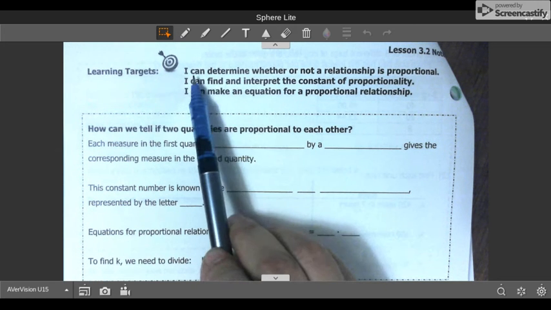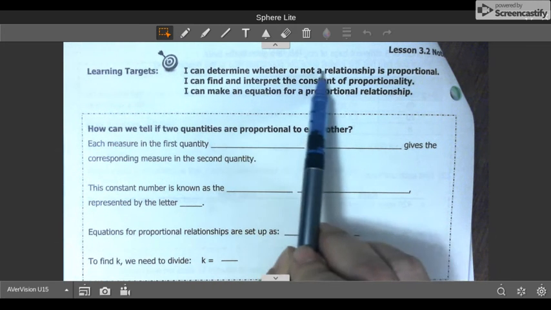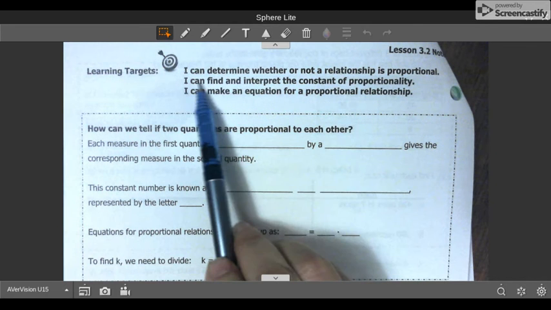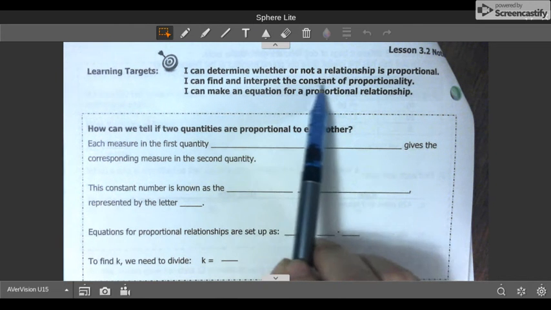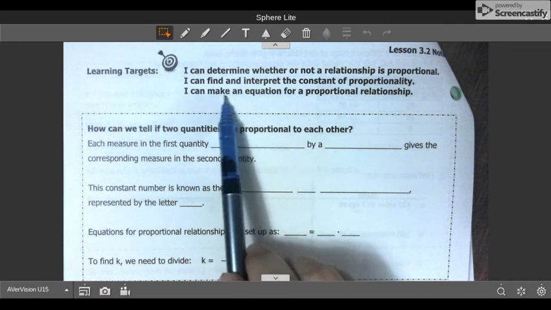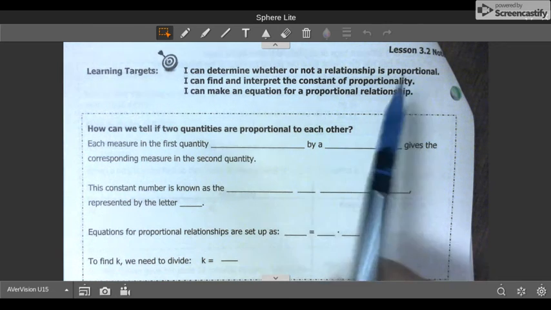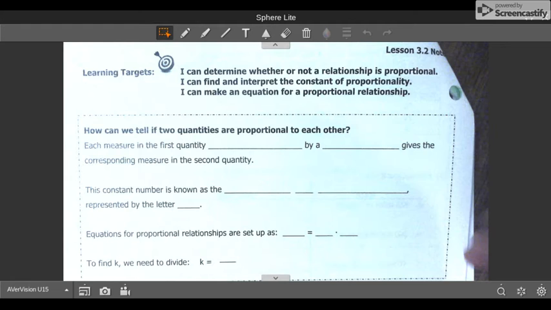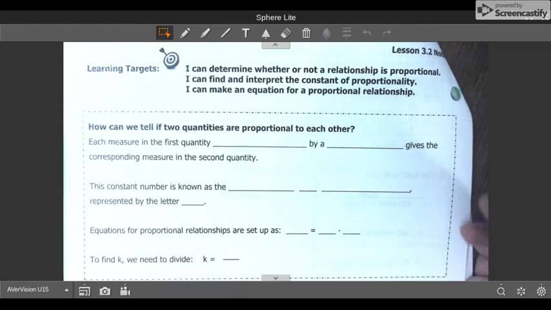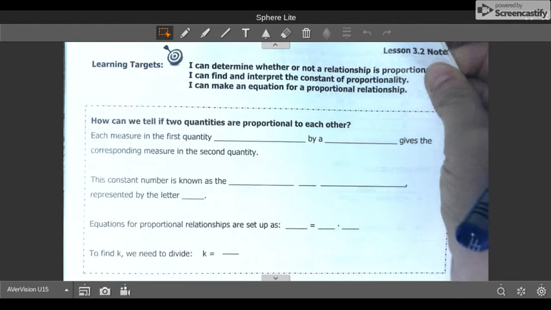Today's learning targets are: I can determine whether or not a relationship is proportional. I can find and interpret the constant of proportionality. I can make an equation for a proportional relationship. So the question of the day is, how can we tell if two quantities are proportional to each other?